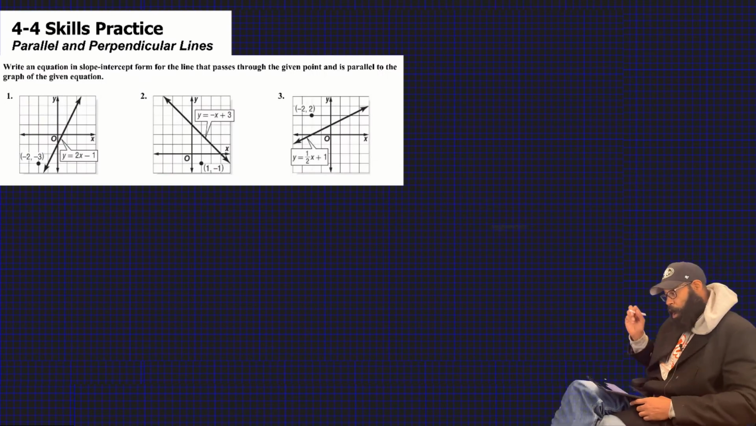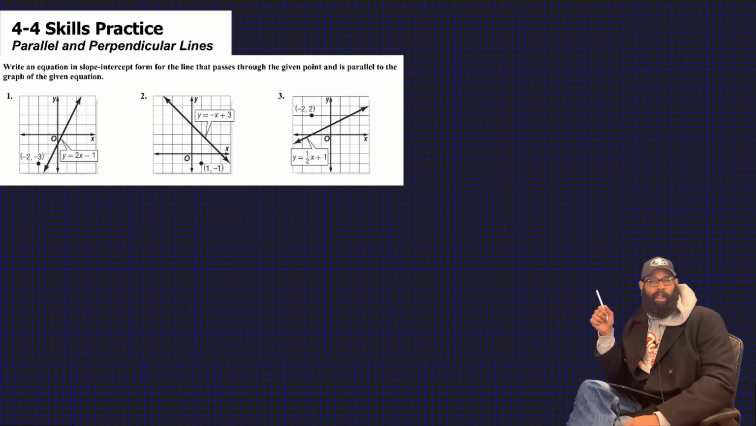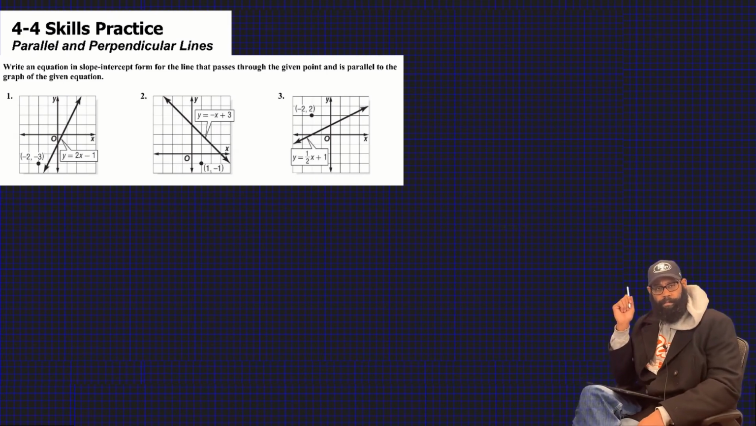I'm going to pause. The first thing I want to recognize, guys, is do you know what slope is? Excellent. Slope is rise over run. Slope is the change in y over the change in x. Slope is y2 minus y1 over x2 minus x1, or swap them: y1 minus y2 over x1 minus x2. You can't pass algebra without knowing what slope is, right?